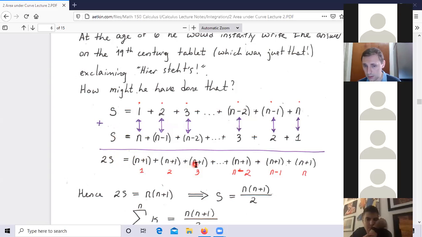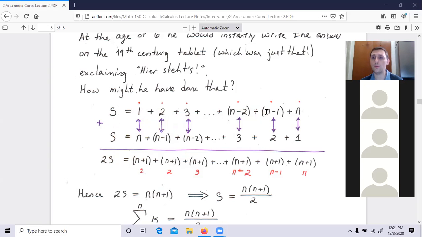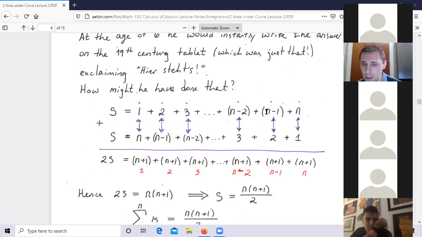And 2s happens to be the addition of the same number to itself. N plus 1 is added to itself how many times? 1, 2, 3, 4, all the way to n times. I'm using the top row to count how many additions I have. So I have n additions of the number n plus 1. And so that's my 2s. Good? And so s is equal to n times n plus 1 over 2.